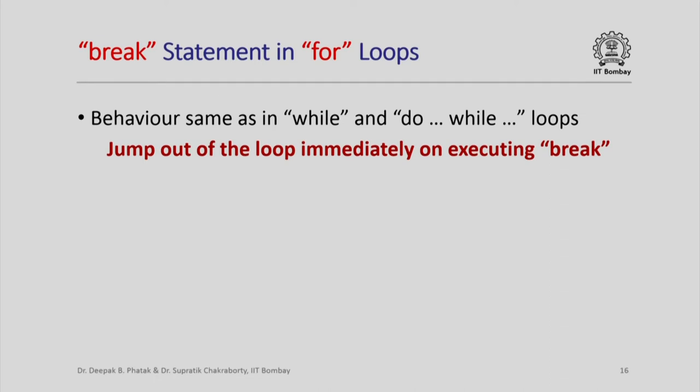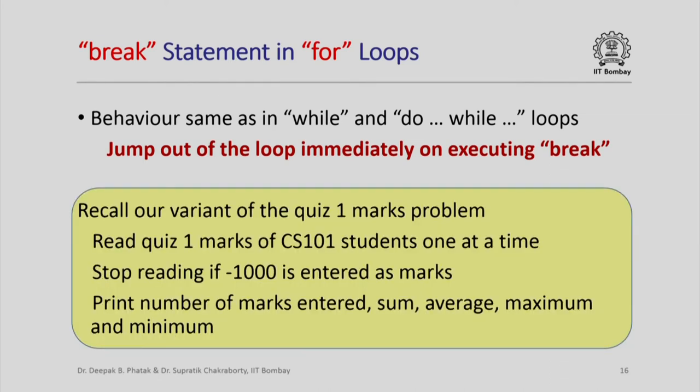Now, recall our variant of the quiz 1 marks problem that we had once again seen earlier. In this variant, we said that we are not going to specify how many students there are in CS101 to begin with, but we will continue reading marks of CS101 students one at a time, and if at any point of time we see -1000 as the marks, then we know that we must stop reading now, and we can then print out the number of marks entered, the sum, average, maximum and minimum.